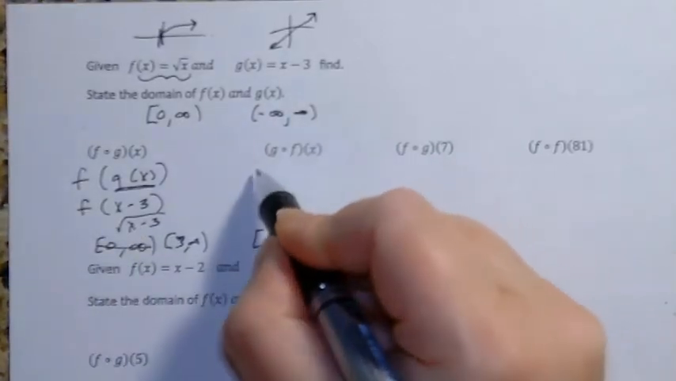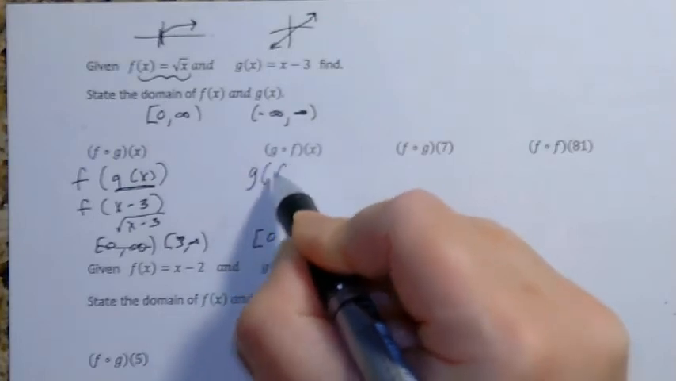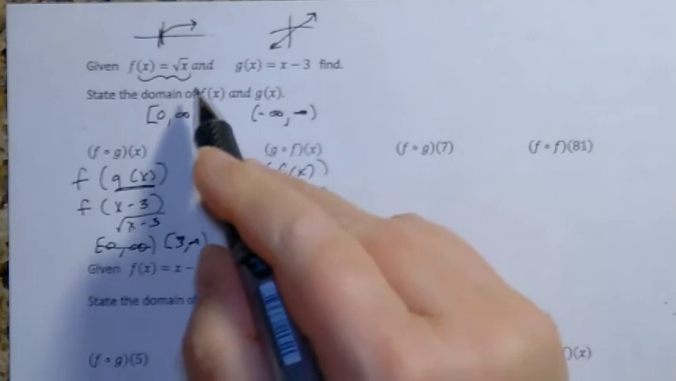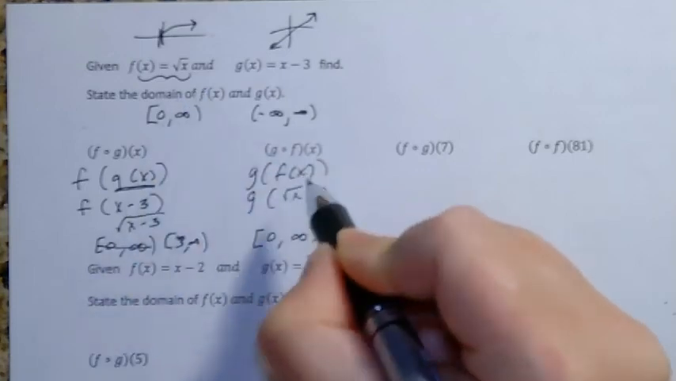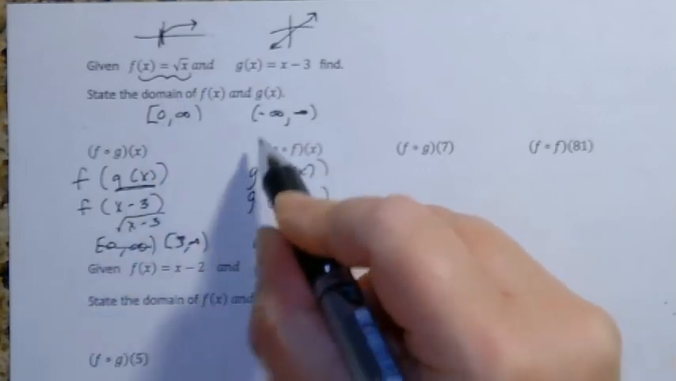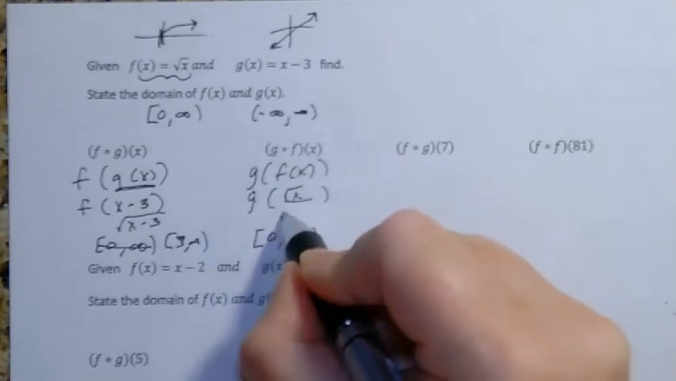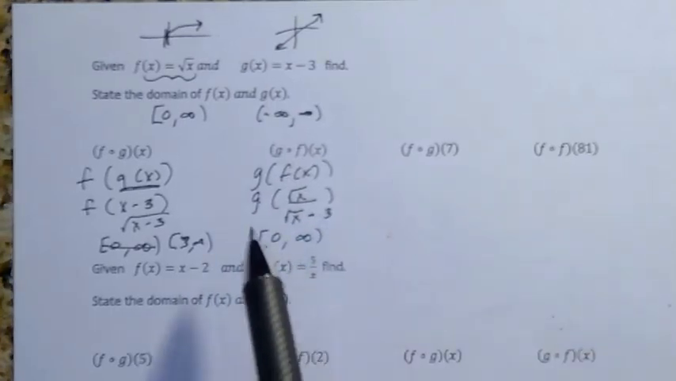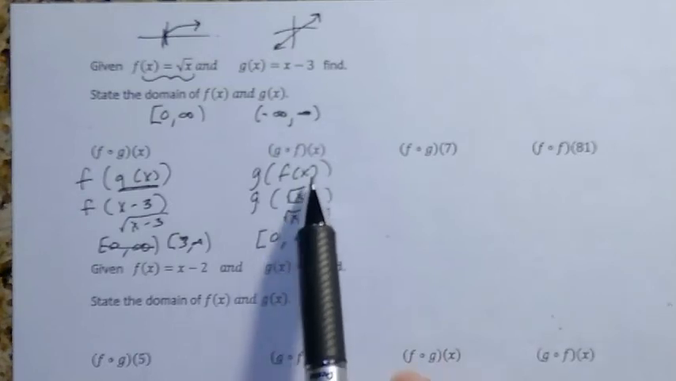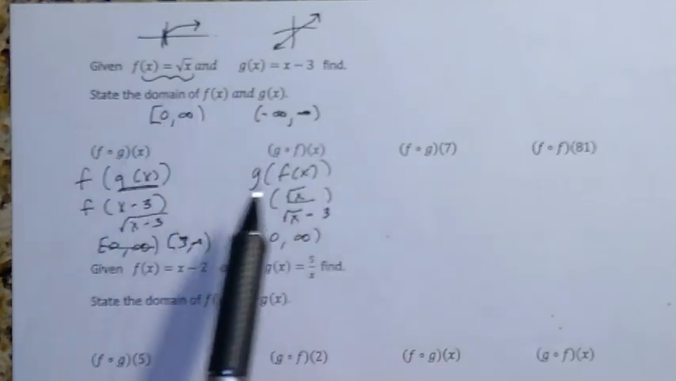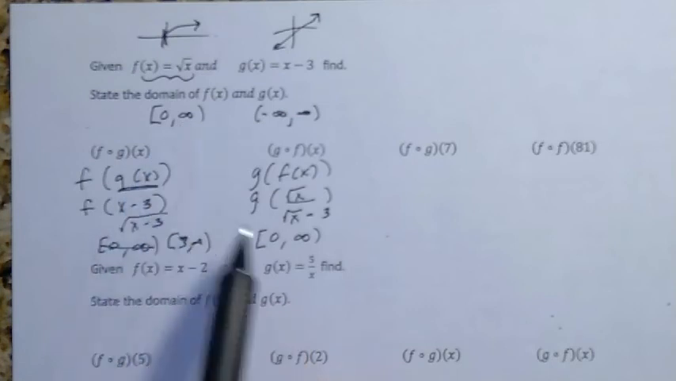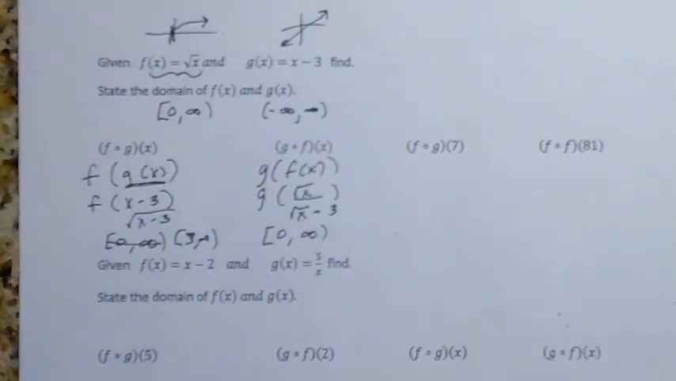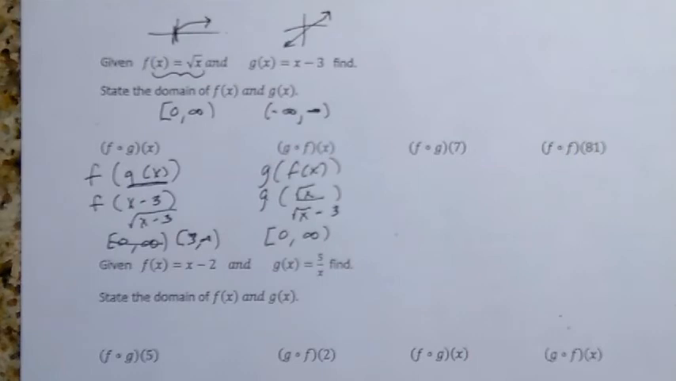Okay, let's think about the next one. g of f of x. So I'm going to have the f function inside here, and I'm going to put this as the domain into the g function. So I have square root x minus 3. So the new function domain is going to come from the domain of the inside part, the f part. So it's okay as 0 to infinity. I know this seems a little foggy, but I think it'll make more sense when we go down and do the graphing part.